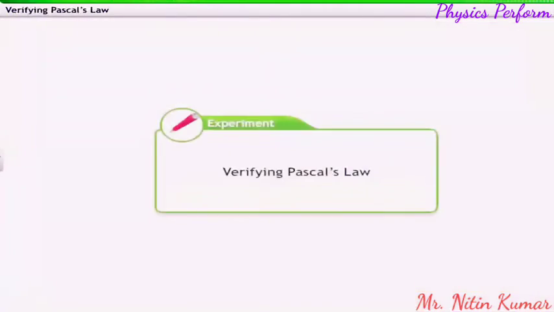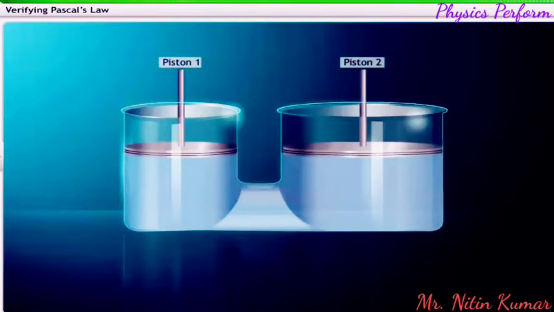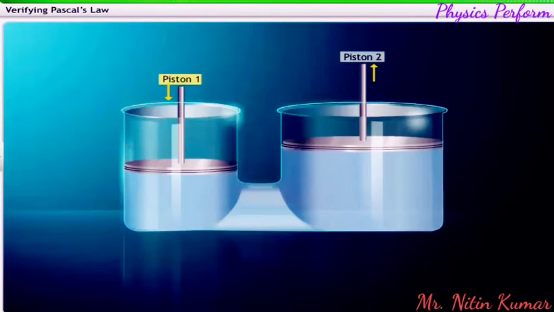Let's conduct an experiment to verify Pascal's law. We take a container with two openings of unequal cross-sectional areas. We fill this container with water and then close the openings with airtight pistons, 1 and 2. Then we push piston 1 inwards. As piston 1 is pushed inwards, piston 2 moves outwards.